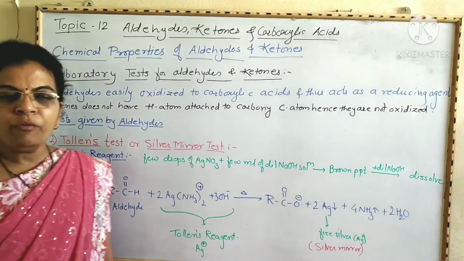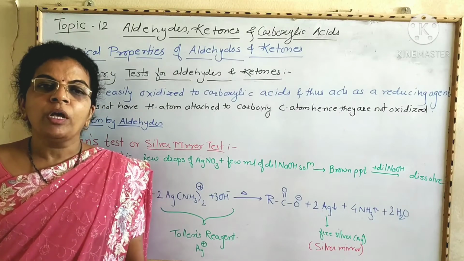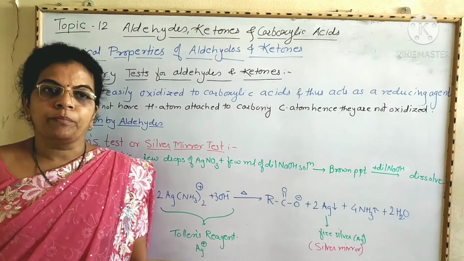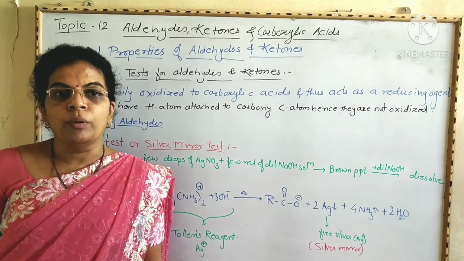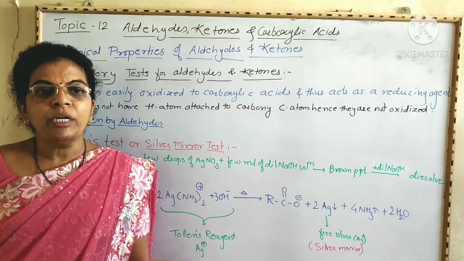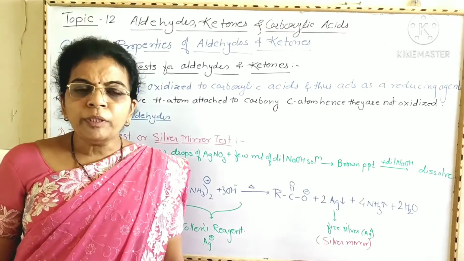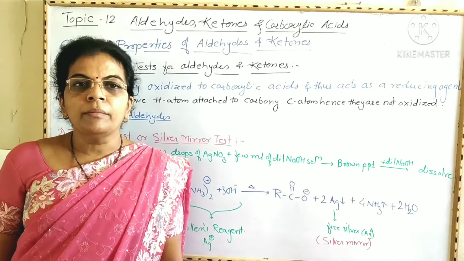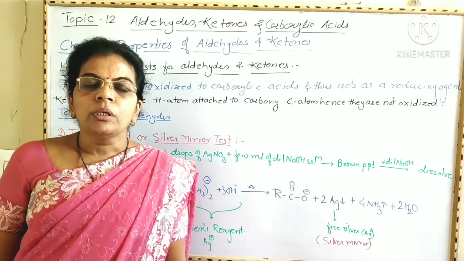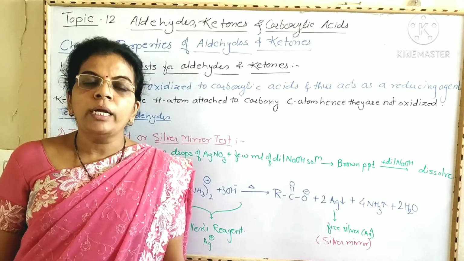Now here, when we carry out this reaction or this test in a test tube, this free silver obtained is collected at the edges of this test tube, and thus we get a silver mirror. Therefore, it is called the silver mirror test. Due to the absence of a hydrogen atom directly attached to the carbonyl carbon of ketones, ketones do not give any reaction with Tollens reagent.